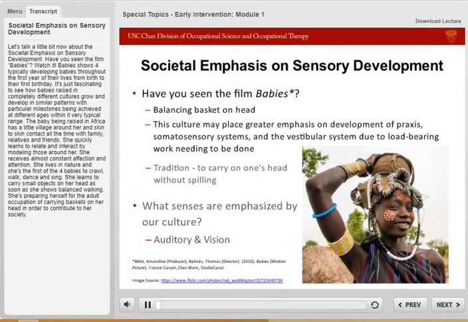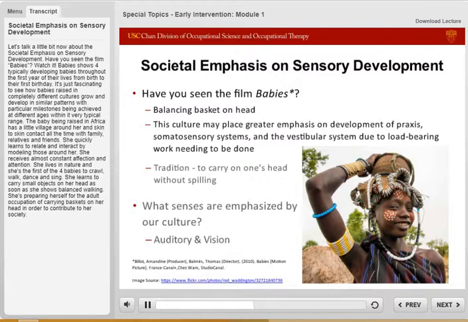Let's talk a little bit now about the societal emphasis on sensory development. Have you seen the film Babies? Watch it. Babies shows 4 typically developing babies throughout the first year of their lives, from birth to their first birthday. And it's just fascinating to see how babies raised in completely different cultures grow and develop in similar patterns, with particular milestones being achieved at different ages within a very typical range.